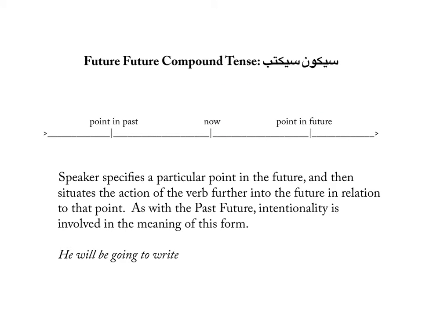Similarly, the future compound tense specifies a point in the future and then states that the action of the verb is going to take place in the future in relation to that point. So it's future. Remember that future, again, is an expression of intentionality. So this, in essence, is just a prediction that the person who's the subject of the verb is going to have the intention of doing something at some point in the future, even if he perhaps doesn't have that intention now. And so you're predicting his intentionality. He will be going to write at that point, whether he's going to write now or not.